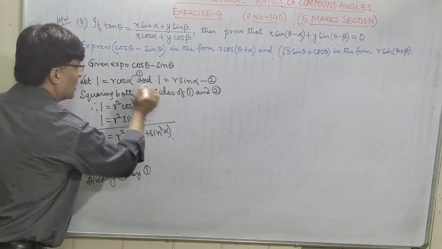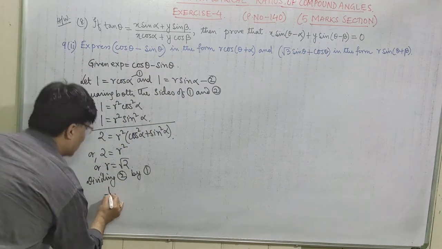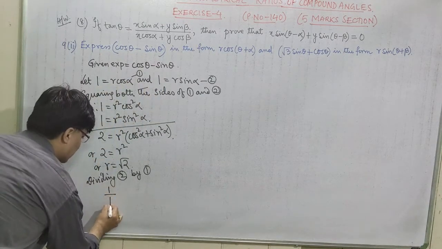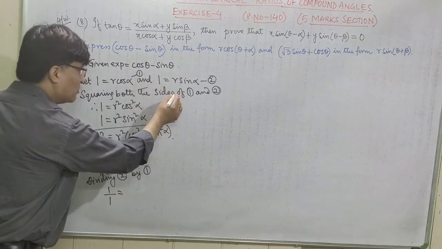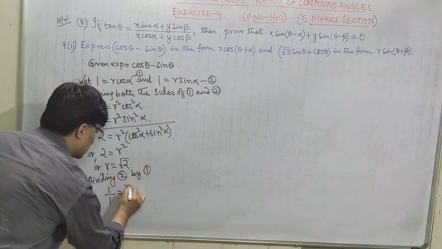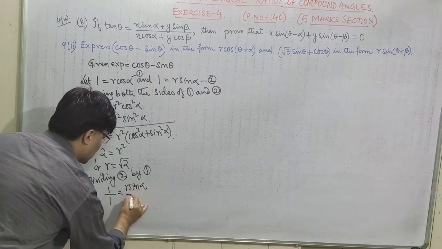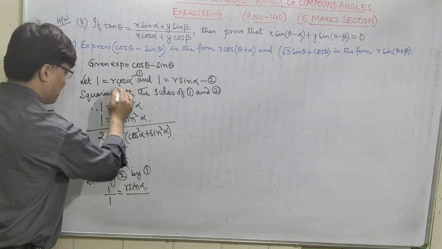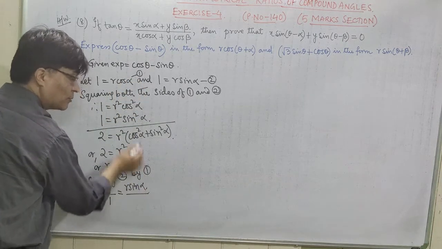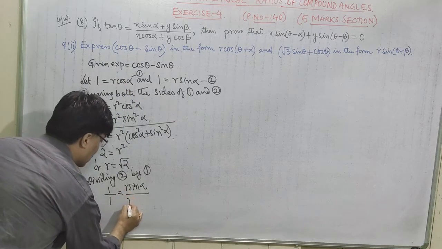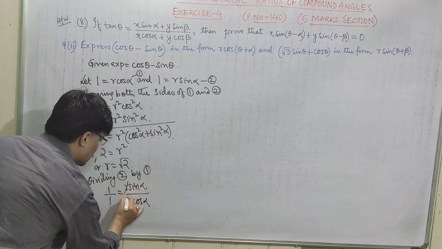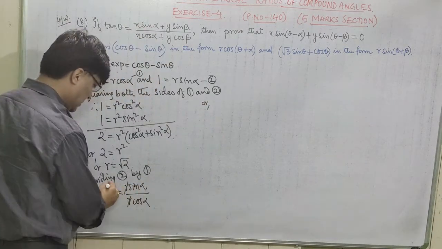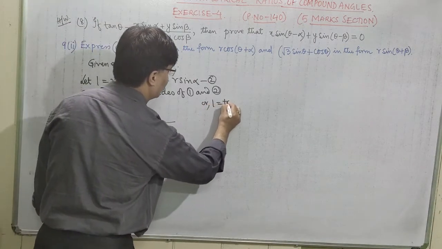You write down left hand side of number 2 in the numerator, 1, divided by left hand side of 1 in the denominator, is equal to right hand side of number 2 in the numerator, that is r sin alpha, divided by right hand side of number 1 in the denominator, that is r cos alpha. So here r gets cancelled, right? So what do we get? This is 1 is equal to tan alpha.